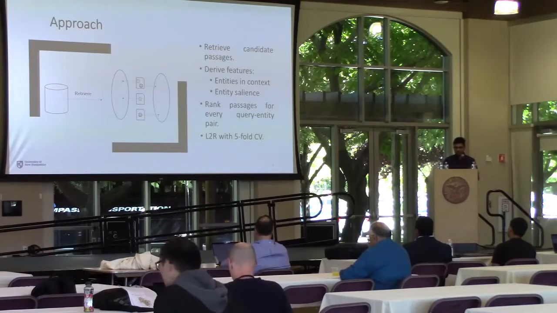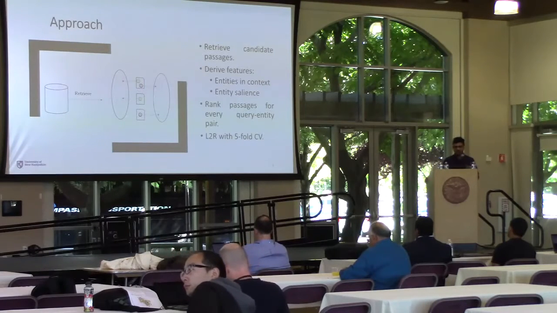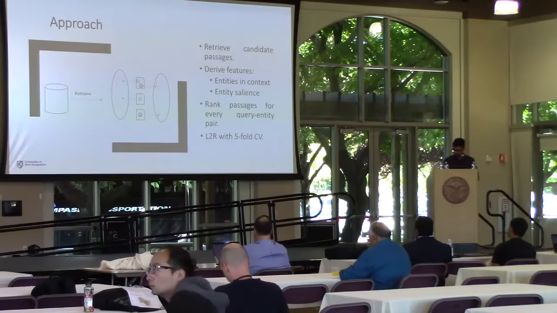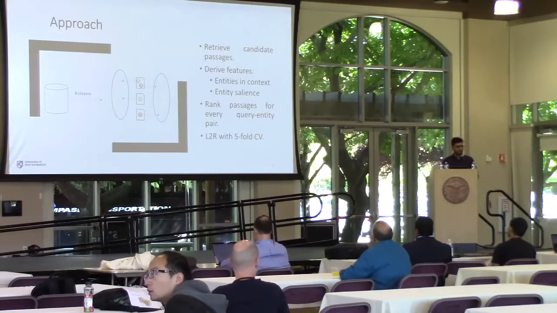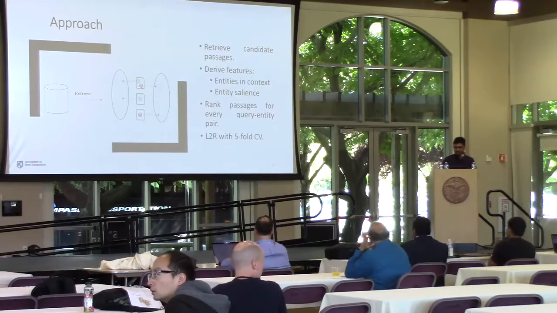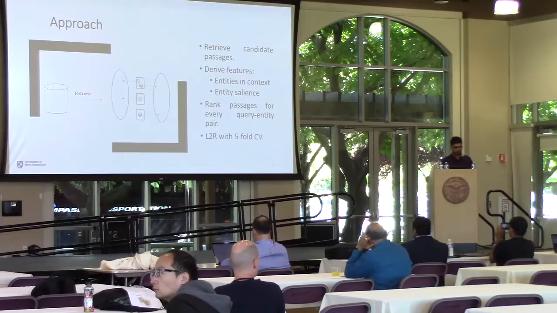The other thing that we look at is entity salience, as I already said. There is a toolkit called SWAT, which is, I think, made by the same people who made TagMe. It gives you entity annotations and also entity salience predictions with entity salience scores. Then we rank passages for every query entity pair, and we have a learning to rank approach with five-fold cross-validation.